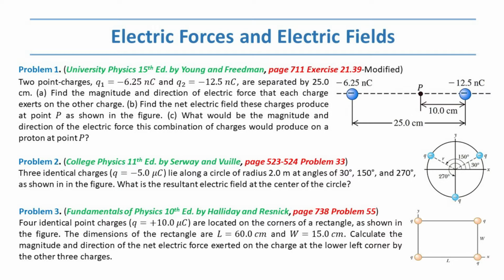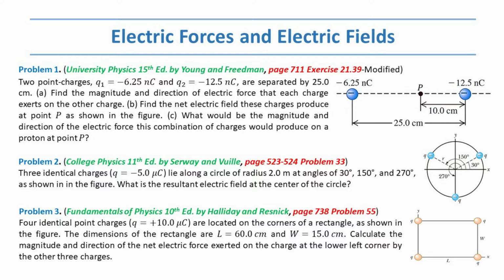The questions are: A, find the magnitude and direction of the electric force that each charge exerts on the other charge. Then for letter B, find the net electric field these charges produce at point P as shown in the figure. And letter C is, what would be the magnitude and direction of the electric force this combination of charges would produce at point P.